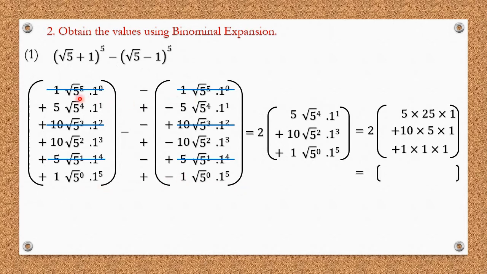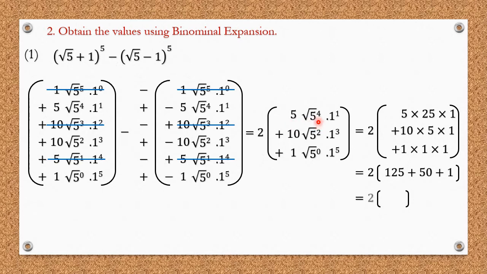So here I don't need to write all these terms. I will just write 1, 2 and 3 terms, and these 3 terms are naturally calculated by multiplying our terms with 2. Next, I am going to simplify this bracket here. 5 into root 5 raised to 4.